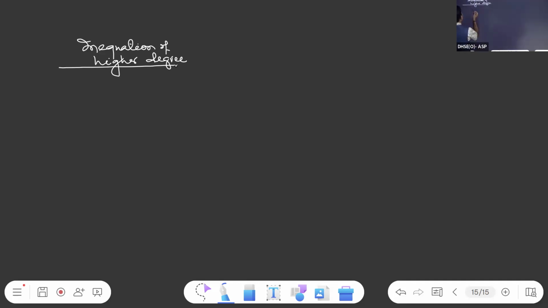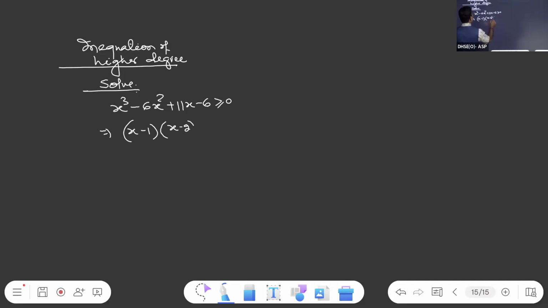Suppose question is solve x cube minus 6x square plus 11x minus 6 greater or equal to 0. Now you can factorize this expression as x minus 1 into x minus 2 into x minus 3 greater or equal to 0. Okay, what is the next step?